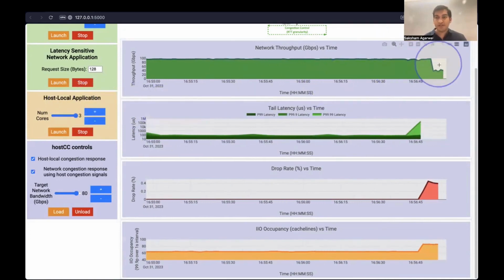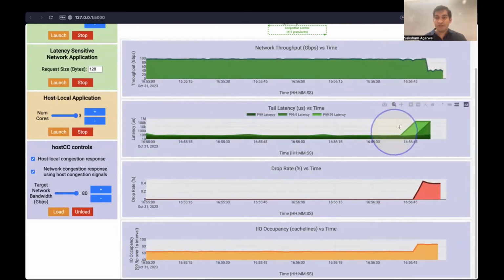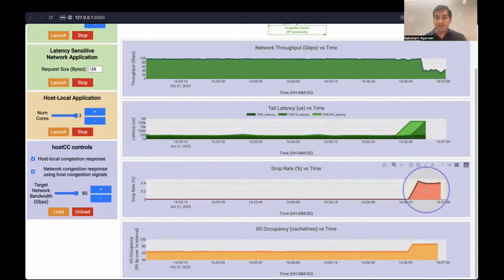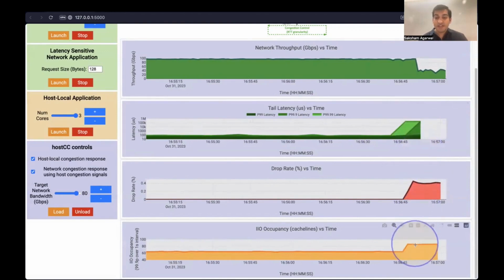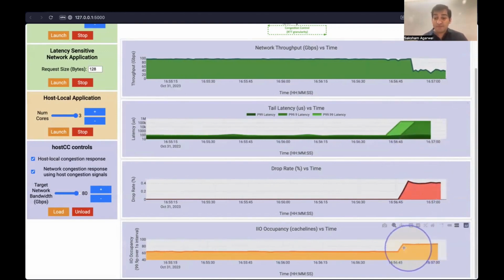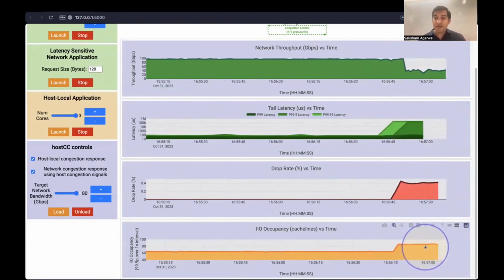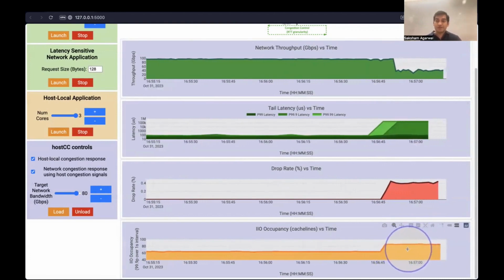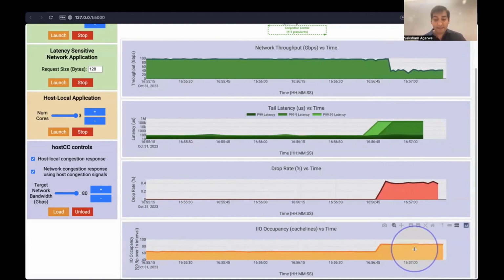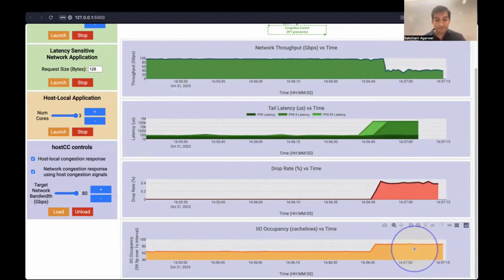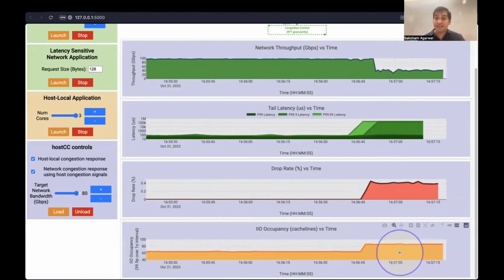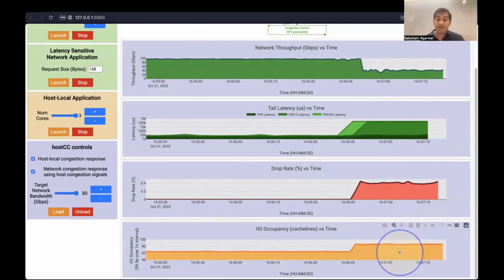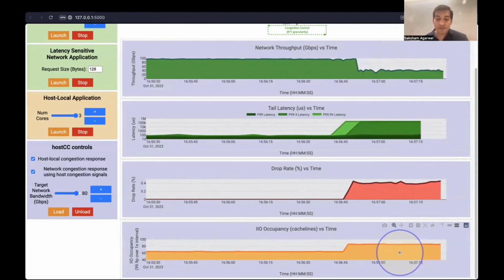We see host congestion has started with degradation in throughput and increase in drop rates and latencies. The IO occupancy also increased in correlation with host congestion, with the new IO occupancy values closer to around 90 cache lines. This is in correspondence, as I discussed a couple of slides ago, that IO occupancy increases due to back pressure from the memory controller in the presence of host congestion.